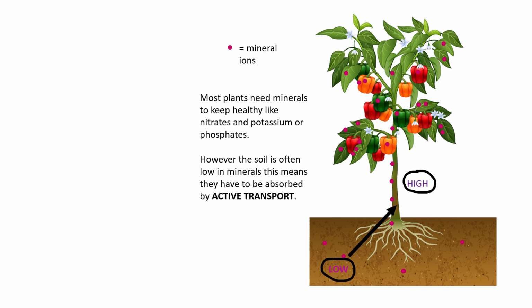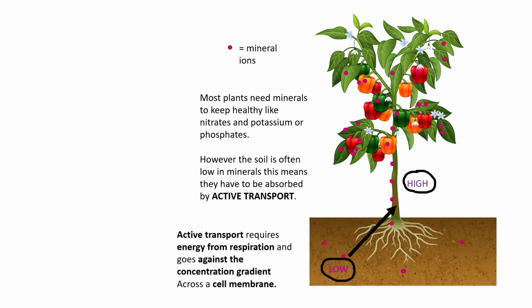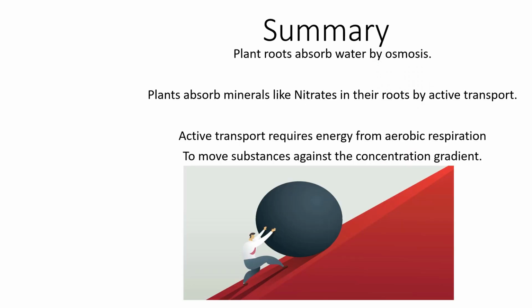The type of minerals that plants move in by active transport are nitrates, potassium, or phosphates. Active transport requires energy from respiration and goes against the concentration gradient across a cell membrane. We can say from a low concentration to a high concentration.